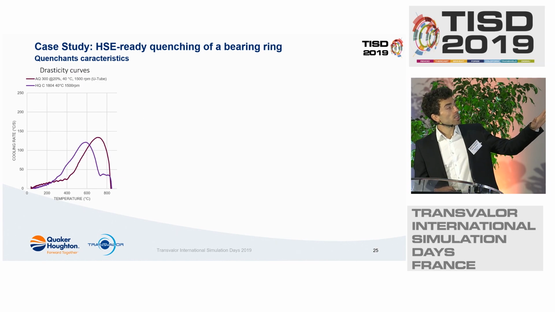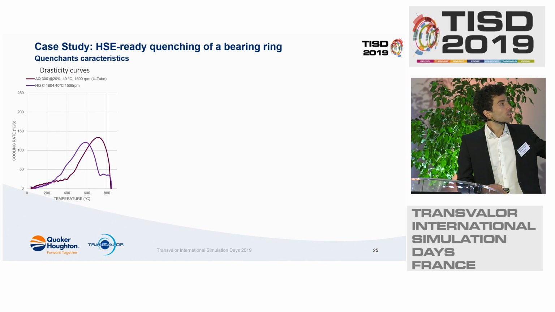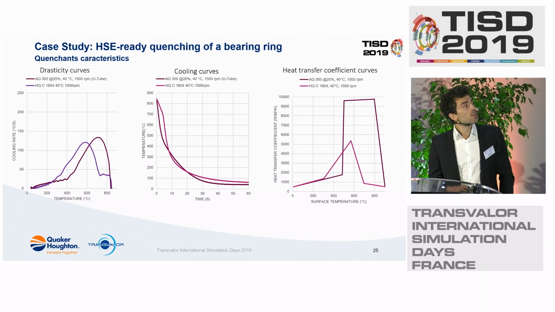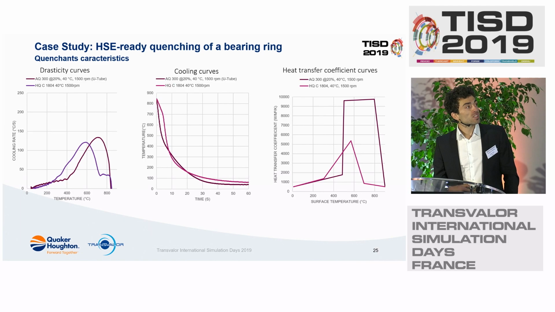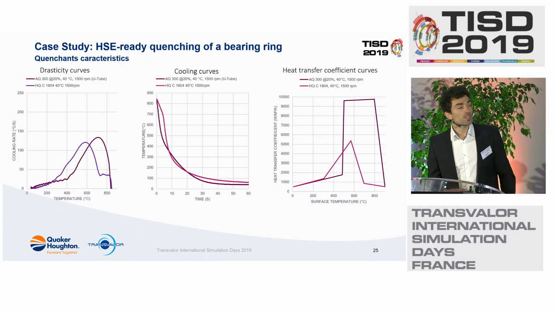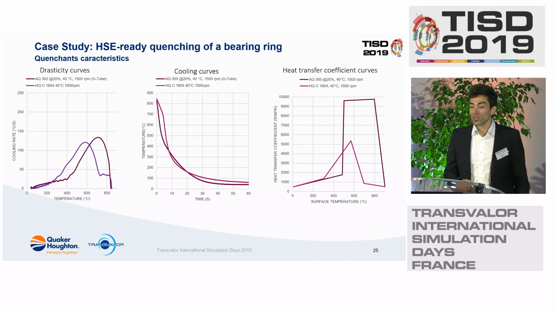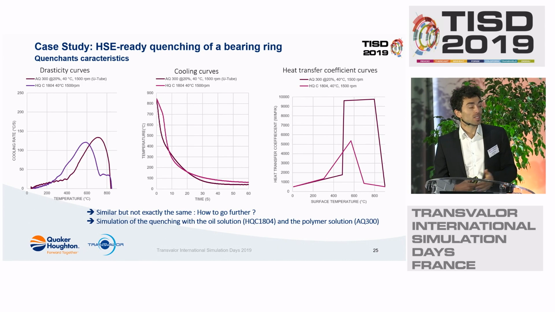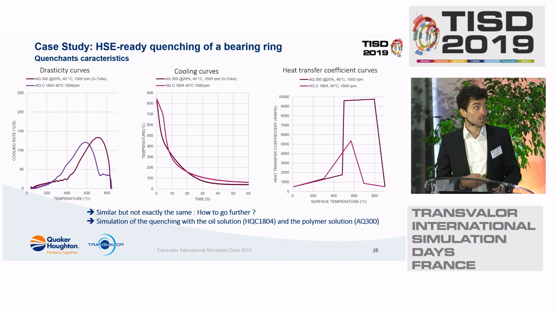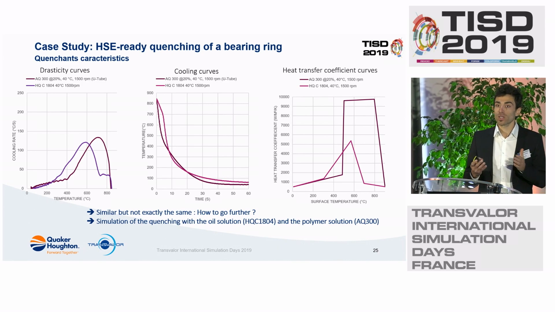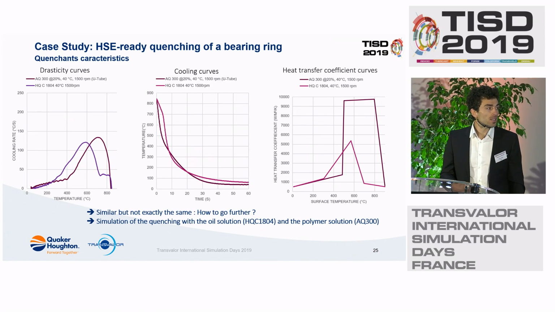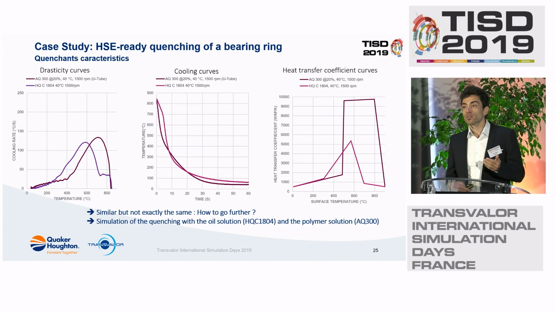So with the severity curve, we can go further and compare also the cooling curves. And using the optimization procedures, we can compare the heat transfer coefficient curves. So, okay, here we can see that it's not the same, and here we can't tell if the bearing ring will have the same properties. So that's why we will use Forge to go further.